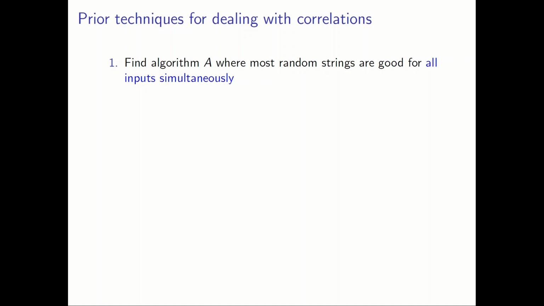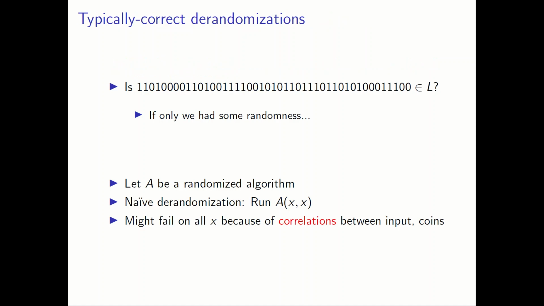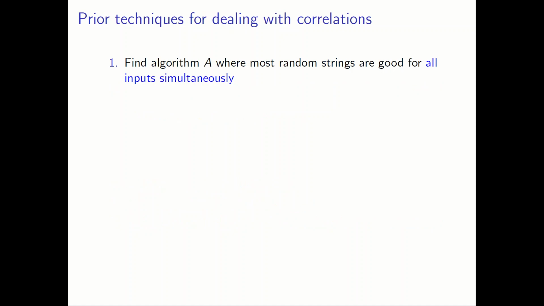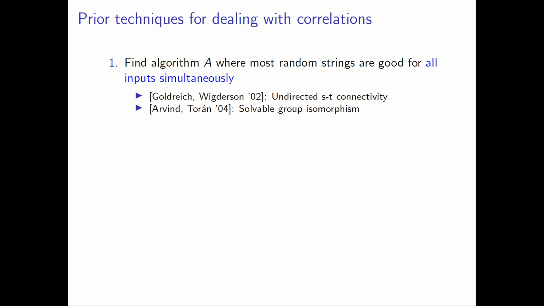One approach, the original approach by Goldreich and Wigderson, was let's design just a special kind of randomized algorithm that has this special feature, which is that most random strings are good for all inputs simultaneously. And just to clarify, the reason that's so special is that we also need the algorithm to use only up to n random bits. So that seems like a pretty special feature, and so, no surprise, researchers have only been able to do this for a couple of specific problems. Ideally, though, we want to de-randomize a whole computational model or a whole complexity class.